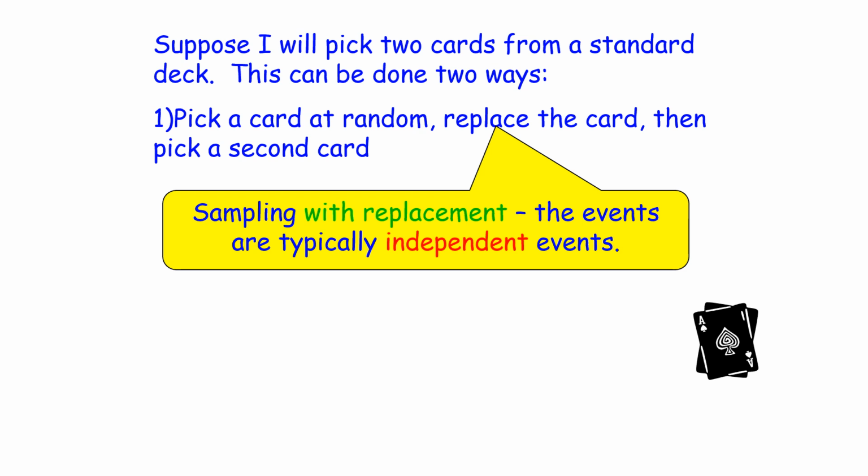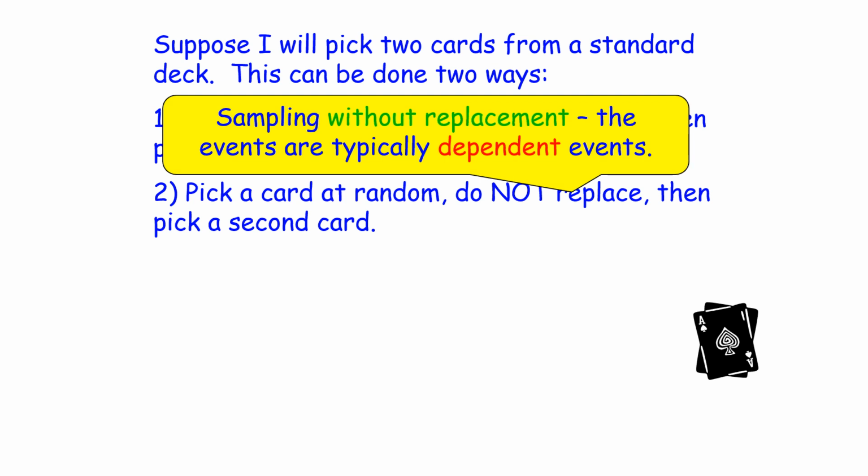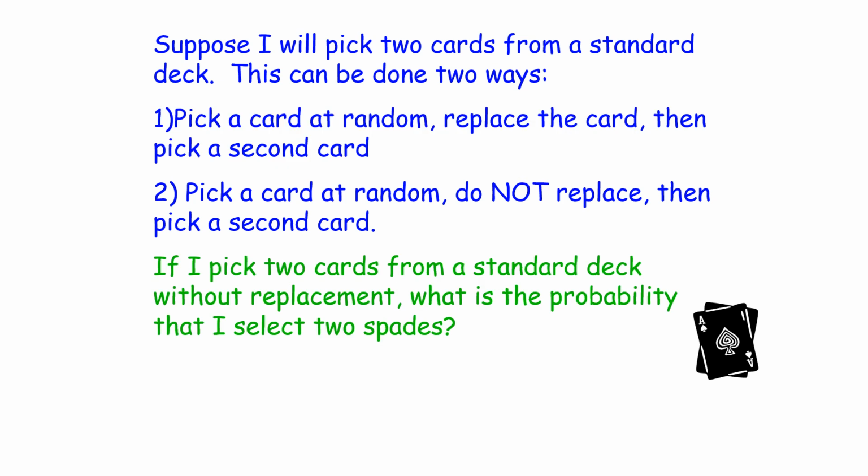But I could also pick a card at random and not replace it, and then pick a second card. Sampling without replacement, the events are typically dependent events, because if I took the ace of spades and I didn't put it back, how can I possibly get the ace of spades again? So if I pick two cards from a standard deck without replacement, what is the probability that I select two spades?